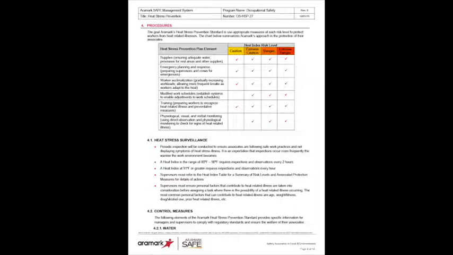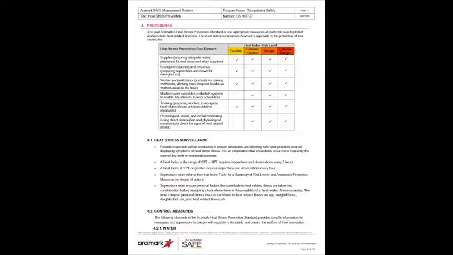Supervisors must refer to the heat index table for a summary of risk levels and associated protective measures for detailed actions. Supervisors must ensure personal factors that contribute to heat-related illness are taken into consideration before assigning a task where there is the possibility of a heat-related illness occurring. The most common personal factors are age, weight and fitness, drug and alcohol use, and prior heat-related illness, etc.